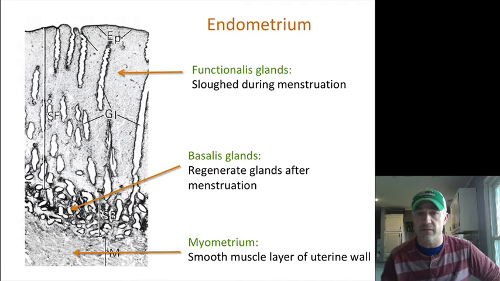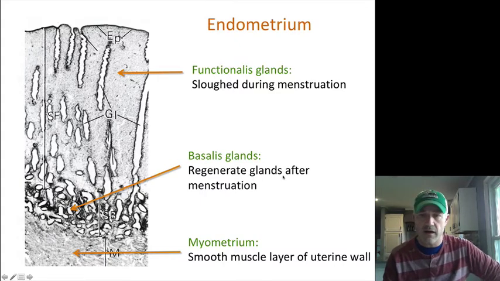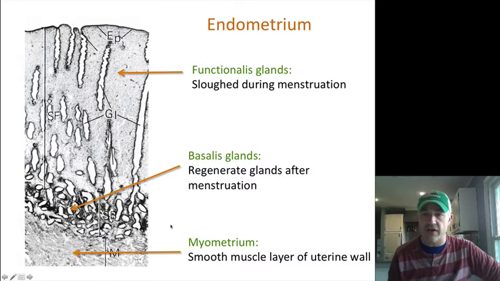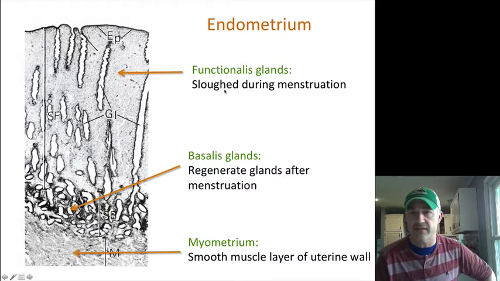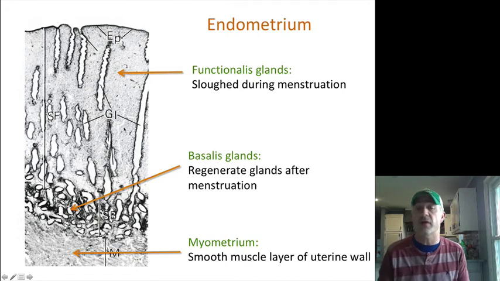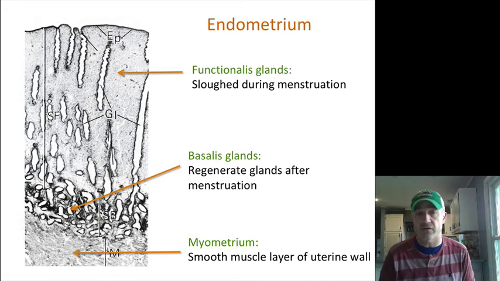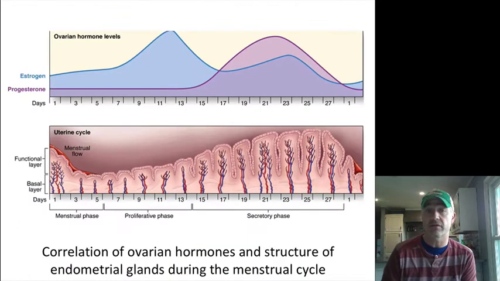So you can see here is the endometrium. You have this basal layer that's down here. This is always maintained. So the stratum basalis or basalis glands, these are what is left here that's going to regenerate everything after menstruation. The stratum functionalis or the functionalis glands, this is that upper layer that is going to be sloughed off during menstruation if a pregnancy doesn't occur. The myometrium is that smooth muscle that makes up the uterine wall, which responds to oxytocin during childbirth.